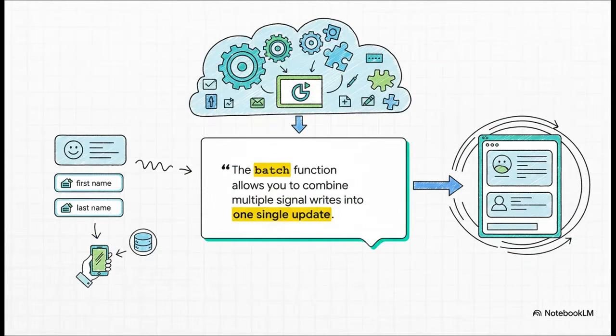And then there's batch. Okay, imagine you need to update a user's first name and last name at the same time. Normally, that would trigger two separate updates, but with the batch function, you can group them together so your UI only rebuilds once after both changes are done. It's a fantastic little tool for optimization.